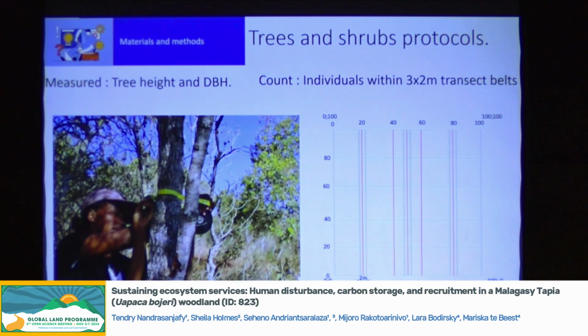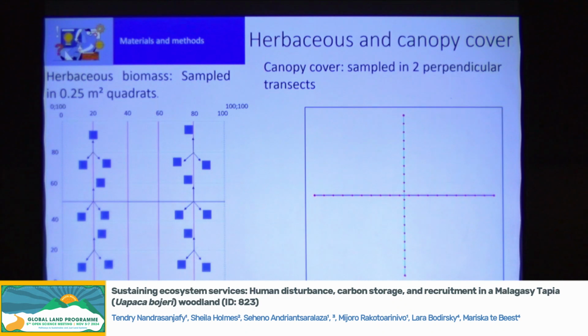To measure the vegetation, we measured trees by measuring height and diameter at breast height. We also counted the number of shrubs within 3 two-meter transect belts, and along this transect, we also counted the number of fruit in each fruiting tree. And for herbaceous biomass and canopy cover, we sampled the herbaceous layer in 0.25 square meter quadrats, and within those quadrats, we counted the number of fruit on the ground. And canopy cover was sampled in 2 perpendicular transects.